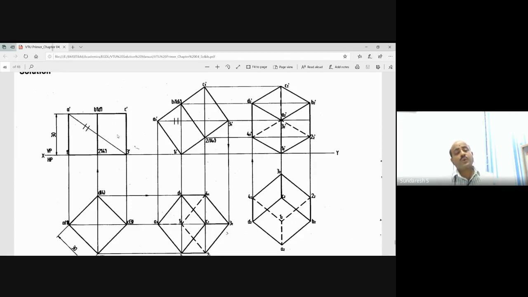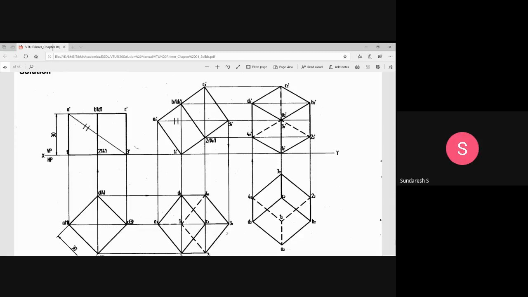So the two important conditions that need to be satisfied here are: one, the point 1 dash should be on the XY line, and simultaneously A1 dash and 3 dash should be parallel to the XY line. These two have to be satisfied.